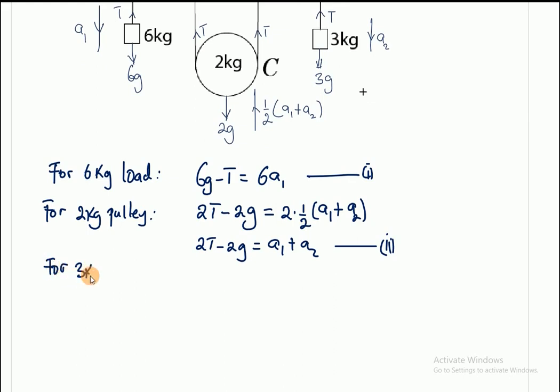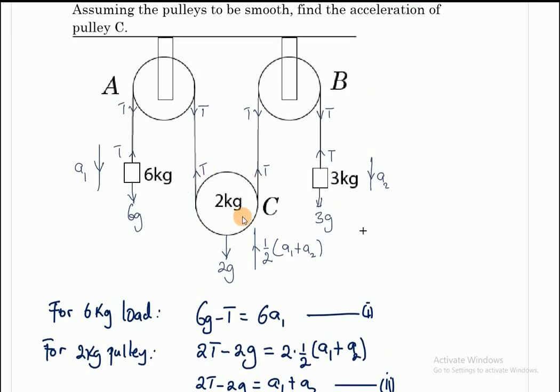So we have 3G, this one is the 3 kilogram mass. You can call them mass, you can call them load. It is acting downwards, so the weight is bigger than the tension. So you have 3G minus T is equal to 3 times A2. This one is equation number 3. This is the diagram. I'm done with the diagram.